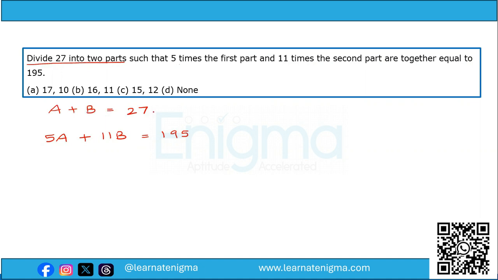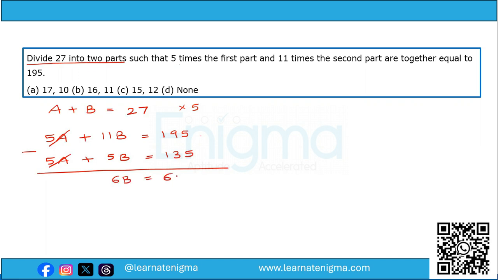Now, let's multiply the first equation by 5 and subtract it from the second equation. So if we multiply, it becomes 5A plus 5B is equal to 27 5s is 135. Now if we subtract this, 5A gets cancelled out, 11B minus 5B, that is 6B, is equal to 60.